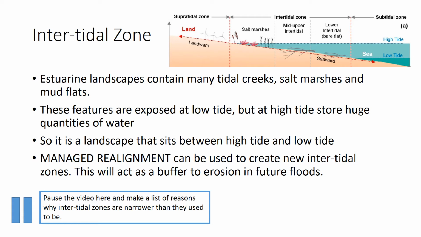Managed realignment can be used to create new intertidal zones of salt marshes. The process begins by punching holes through the old earth embankments. The invading seawater moves slowly across the land at high tide. As it flows in, it deposits sand and silt and mud. As it flows out, it creates tidal creeks, and this process recreates natural mudflats and salt marshes, which will store water and act as a buffer to erosion in future floods.